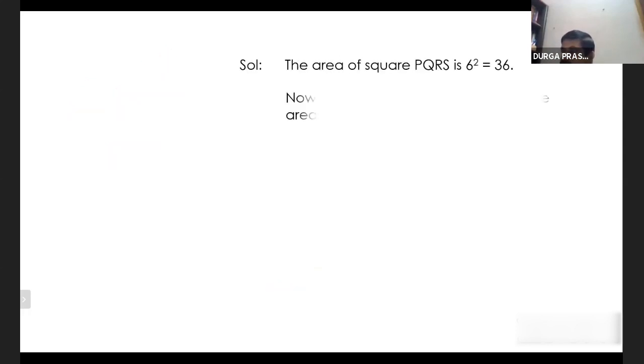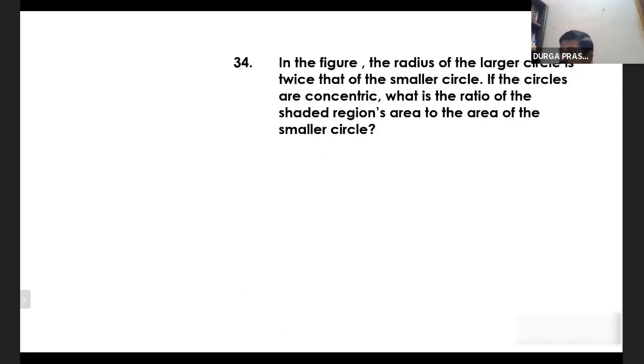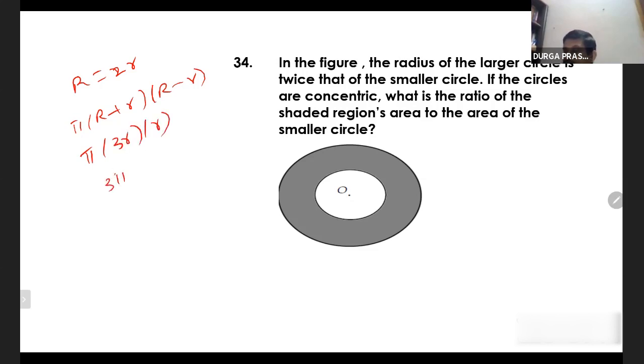So let us go to the next question. In the figure, the radius of the larger circle is twice that of the smaller circle. Capital R is twice small r. If the circles are concentric, what is the area of the shaded region? So pi into R plus small r into R minus small r. We have been doing the same. R plus small r is 3r, R minus small r is r. That is 3 pi r square.